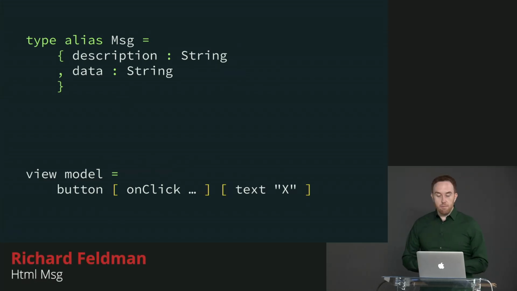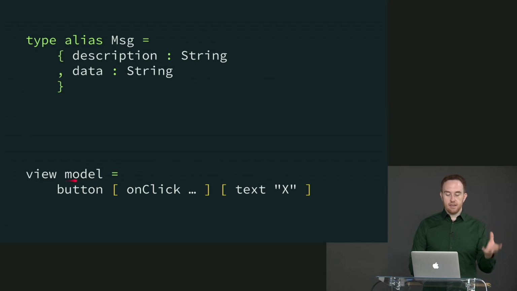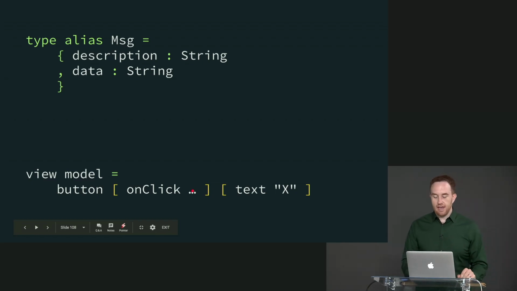We can also write a type alias for our message. So we could say, when we've got our view that's taking a model and then returning some HTML, which includes an onClick that has one of these messages, we can use message to refer to that.